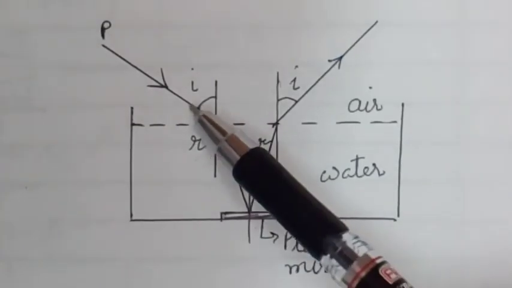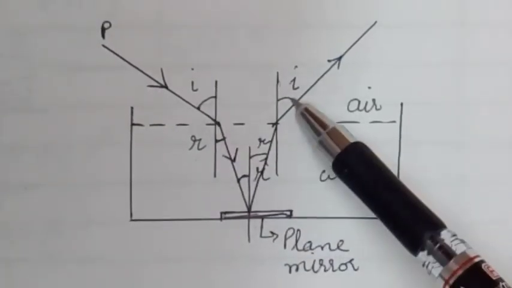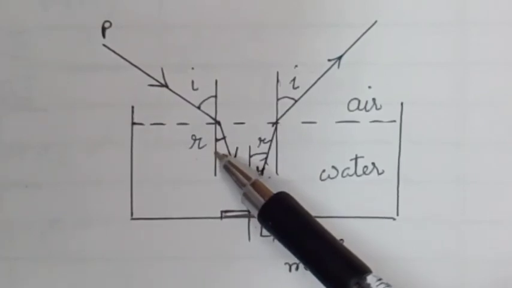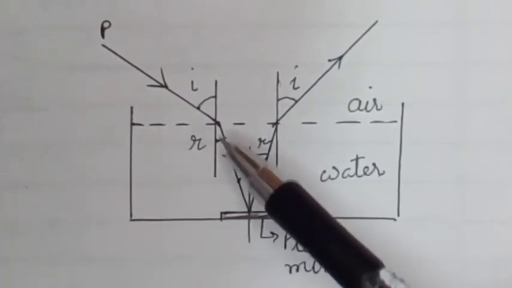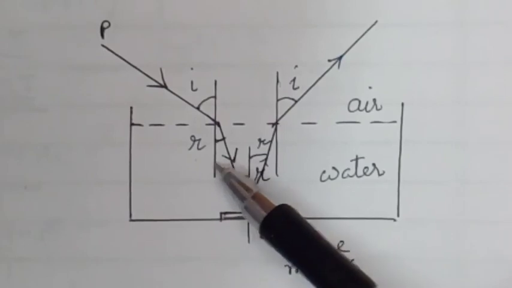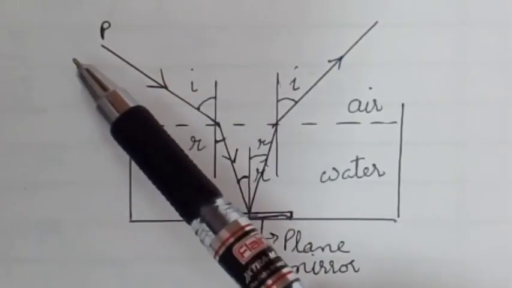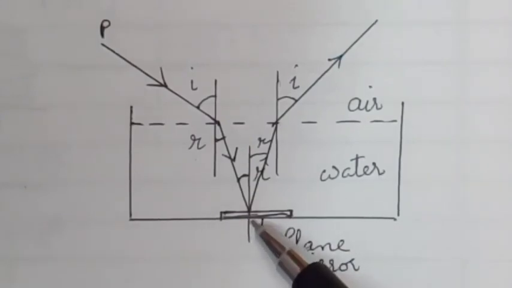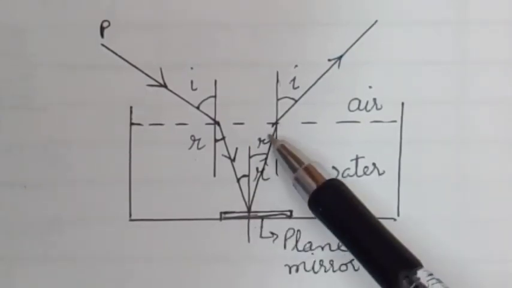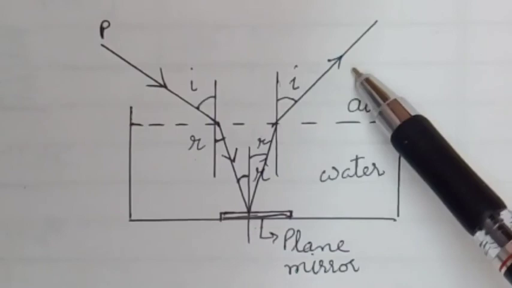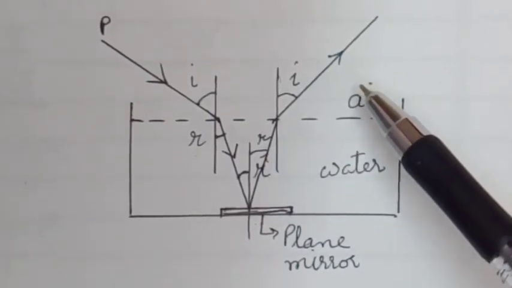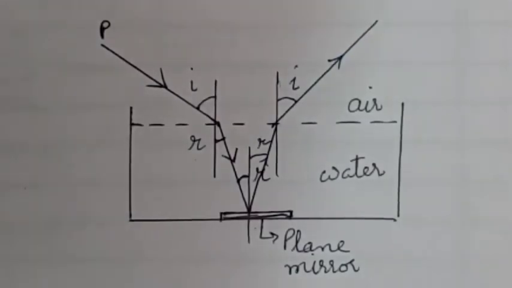Suppose this was equal to 25, so this will also be 25. If this is 45, R will be less than 45. Why? Because it is a denser medium. Ray bends towards the normal. Angle of refraction will be smaller. So ray strikes from here at an angle, bends towards the normal, strikes the mirror, gets reflected, and again moves away from the normal. From water to air, it moves away from the normal. This question has also been asked in ICSE.